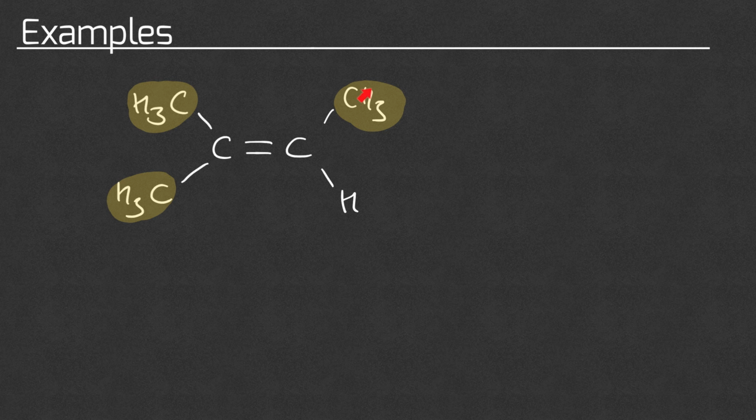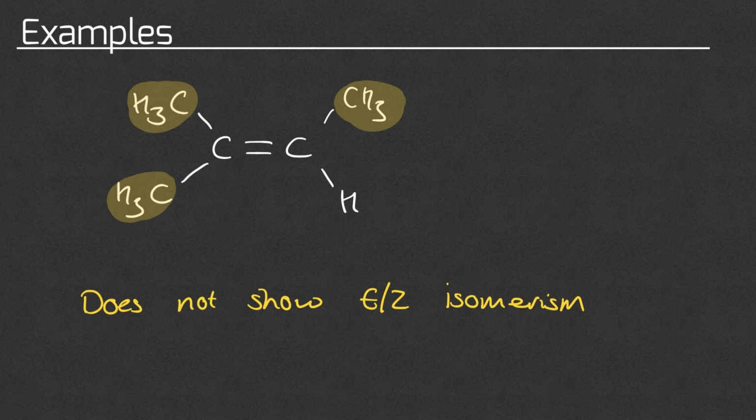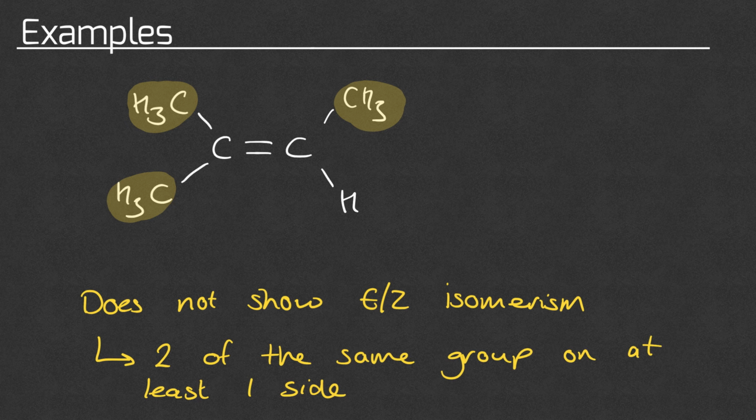They don't have to be the same two groups on each side, but you do need to have two different ones. If you've got two identical groups, they can't be pointing in different directions, therefore the molecule will not show EZ isomerism because there are two of the same group on at least one of the sides. And sometimes you might have to justify why a molecule doesn't show EZ isomerism.